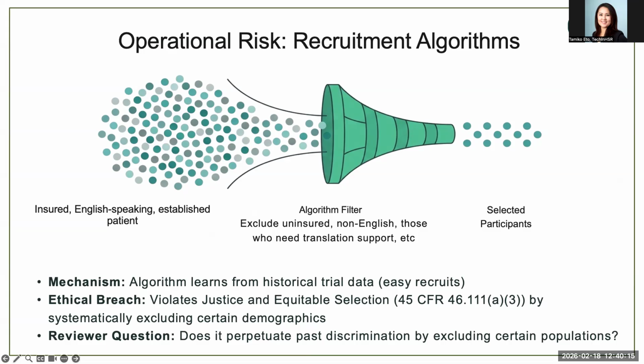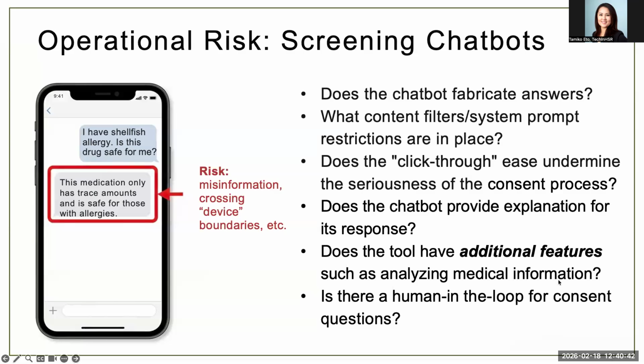The AI does not know these people were excluded by choice. It just learns that they're not typical participants, so it filters them out. The algorithm automates historical exclusion and calls it efficiency, and that's the opposite of equitable selection under our IRB requirements. Your question would be, is this tool perpetuating discrimination from past trials?